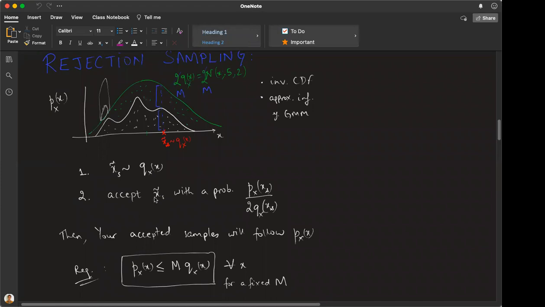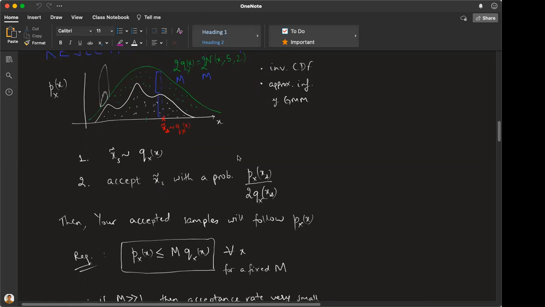Accept x tilde s with a probability of p(x) upon 2q(x). So basically, this is a unidimensional single line. This much part of this line is within the p(x) and this much is outside. You sample from a uniform distribution, and if it is lying below this, then you are accepting. If it is lying here, then you are rejecting it. Let's say this is 0 and 1, and this is about 0.5. If your value is between 0 to 0.5, you accept it. If it is beyond 0.5, you reject it. So that was the idea of rejection sampling.